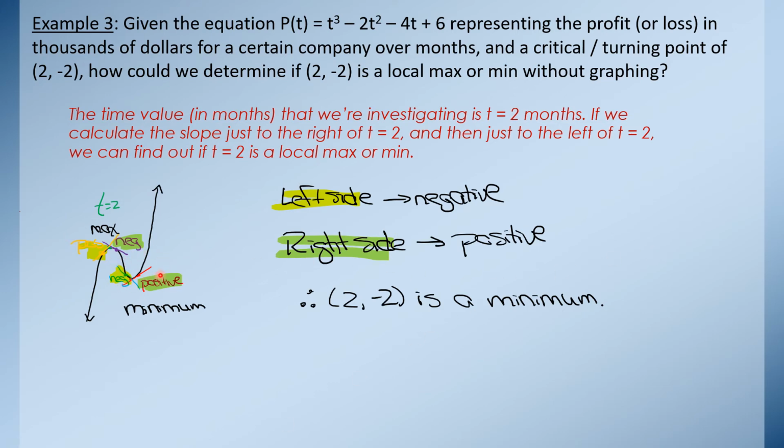Negative, positive. Doesn't matter what the numbers are. They're pretty close to each other. Like this might be a -0.5 and this might be a positive 0.5. So the absolute values are similar. But one is negative and one is positive because it's a turning point. So that tells me it's a minimum. So this question was just how could we determine it? We didn't actually have to, but that's what we would do.